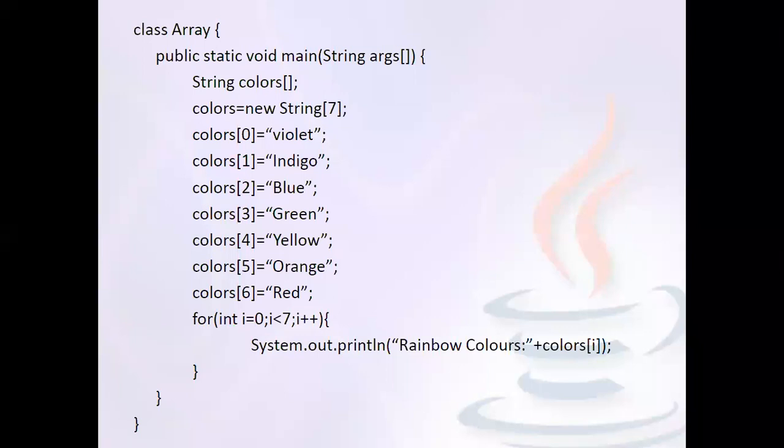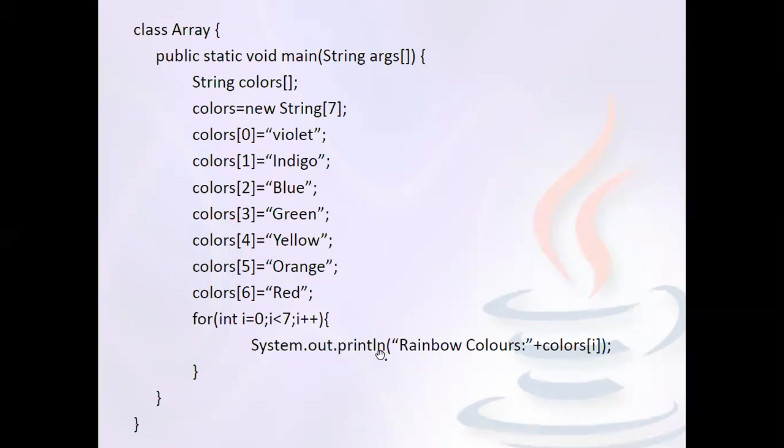From 0 to 6. 0 is violet, 1 is indigo, 2 is blue, 3 is green, 4 is yellow, 5 is orange, 6 is red. So we can call it VIBGYOR. The V also you can make capital. Somehow he has not made it capital. All the other letters, R, O, Y, G, B, I, are capitals, so V also should be made capital.